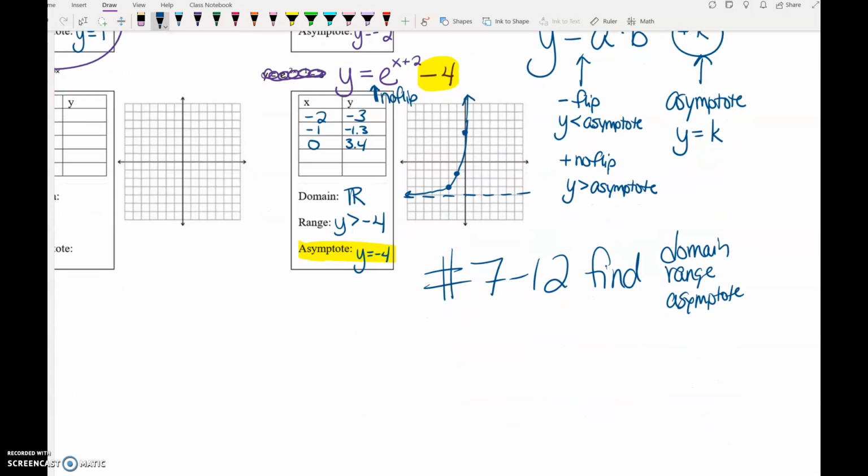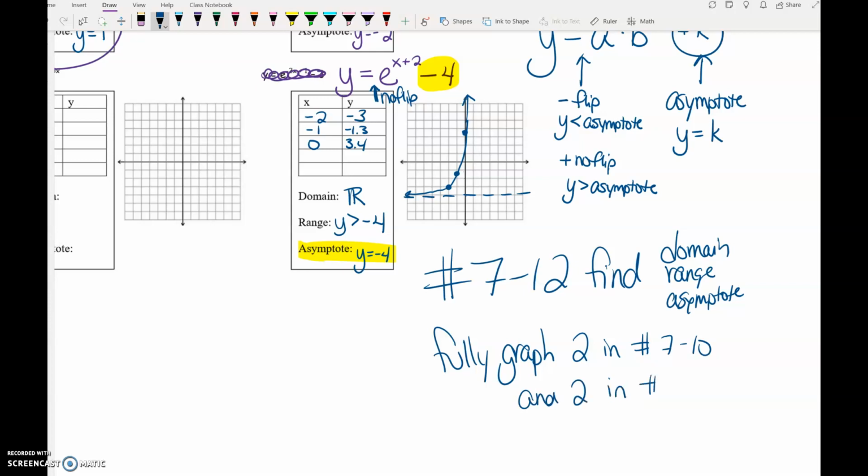I would like you to fully graph 2 of them in numbers 7 through 10. And 2 in numbers 11 through 12. So basically you're doing 11 and 12. For 7, 8, 9, and 10, I want you to pick 2 of them to fully graph. Any 2 of those 4 are fine.